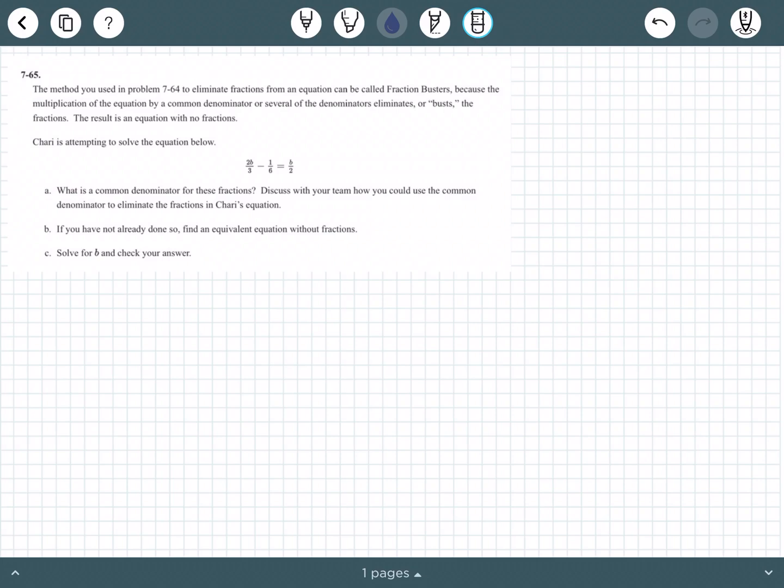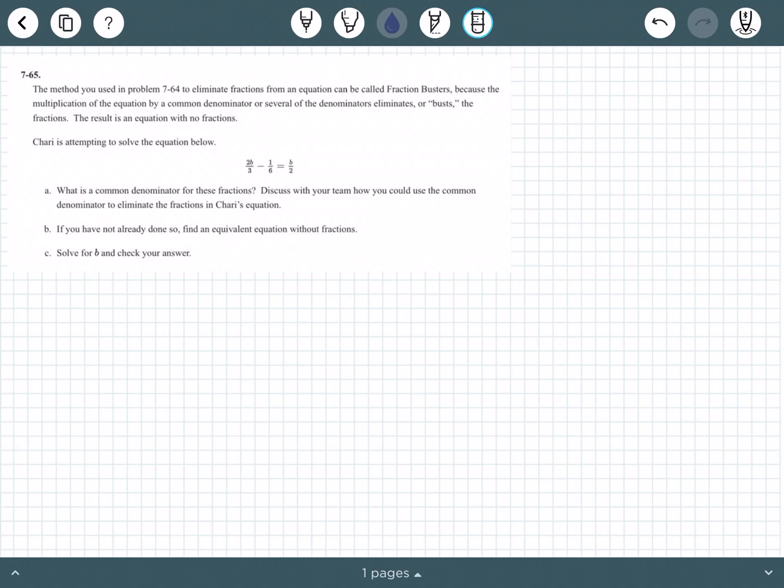The method used in problem 764 to eliminate fractions from an equation can be called fraction busters, because the multiplication of the equation by a common denominator or several of the denominators eliminates, or busts, the fractions. The result is an equation with no fractions. Chari is attempting to solve the equation below.